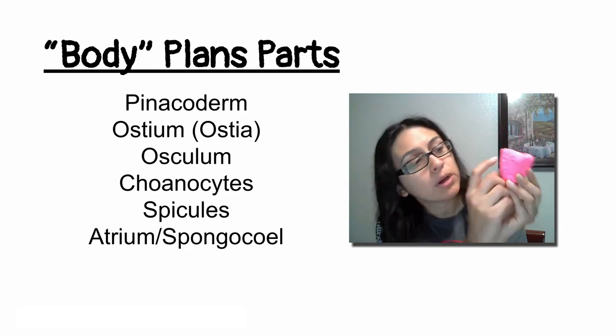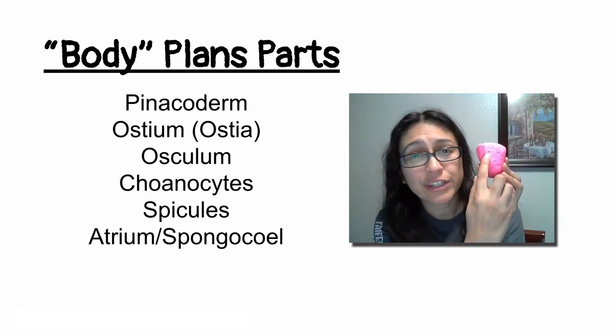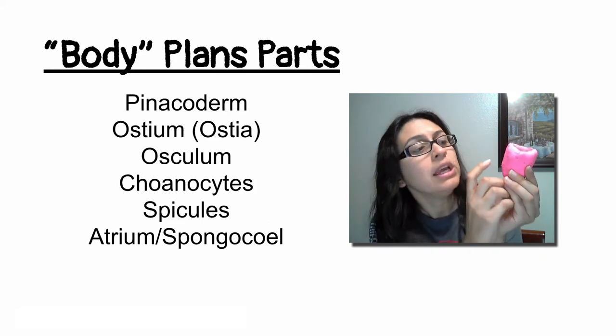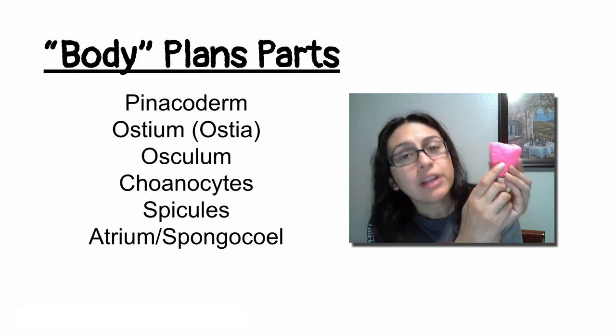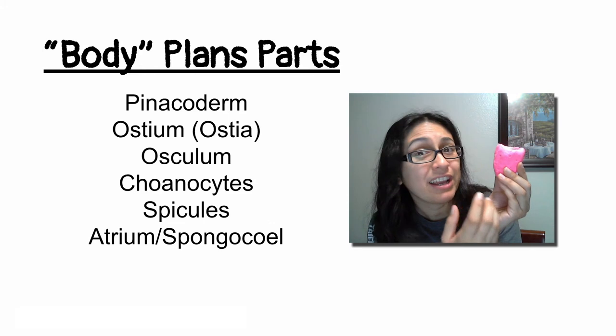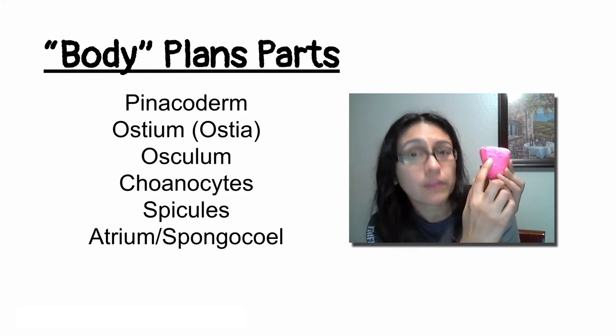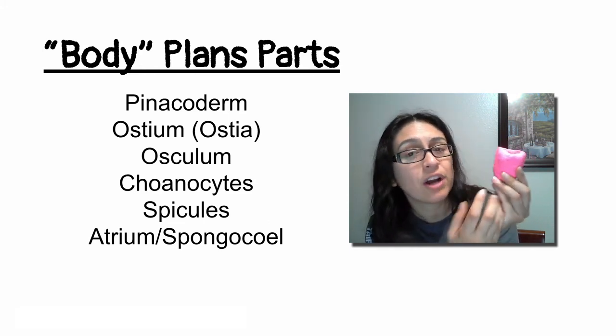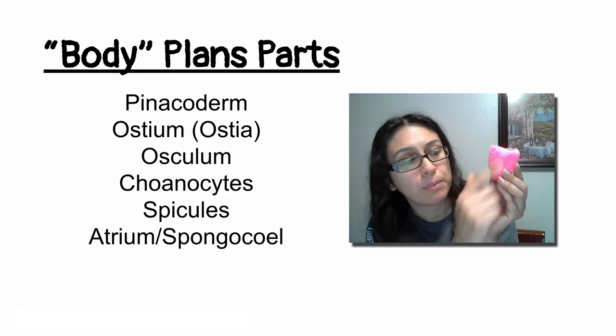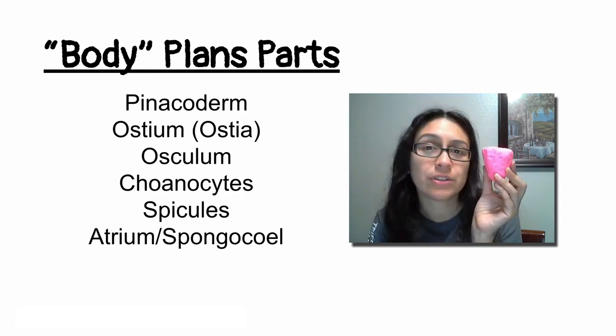The ostium are the small pores that allow water to enter into the sponge. The plural of it is ostia. So when you say ostium, you're talking about a single pore that allows water to enter the sponge. If you say ostia, you're using the plural form, so many pores that allow water to enter into the sponge.